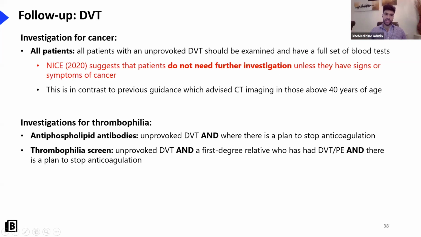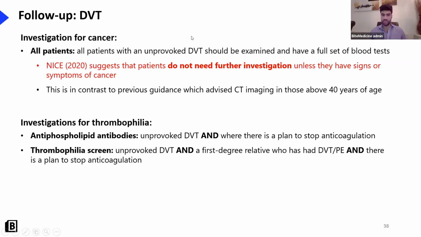Investigations, so following up a DVT. If the patient has had an unprovoked DVT, again, you need to look for an underlying cause. Could this be cancer? Could this be thrombophilia? And it's exactly the same as PE. So I'm not going to go into this again. But remember, you do not need to conduct further investigation if there is no evidence of cancer on the initial bloods and the initial examination.